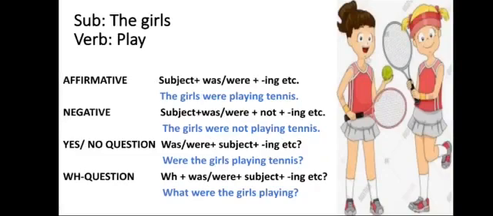Yes, no question. Was or were plus subject plus ing form of the verb etc. and a question mark. So since the subject is plural, we use the helping verb were. Were plus subject, the girls, ing form of the verb, playing, etc. tennis. So were the girls playing tennis? WH sentence or WH question. WH word what? Out of was and were, were. Subject the girls, ing form of the verb is playing. What were the girls playing?